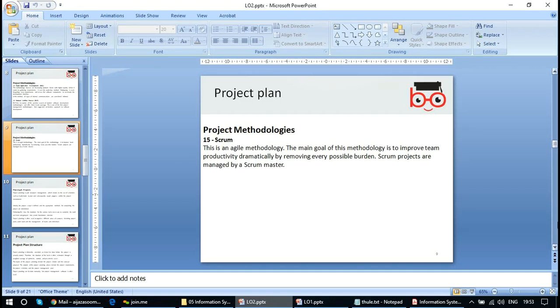So your project plan should be followed by the project methodology, and an appropriate project methodology according to the nature of the project, as well as your budget and time schedule. Yeah, makes sense.